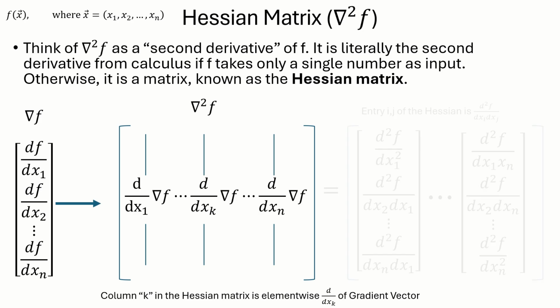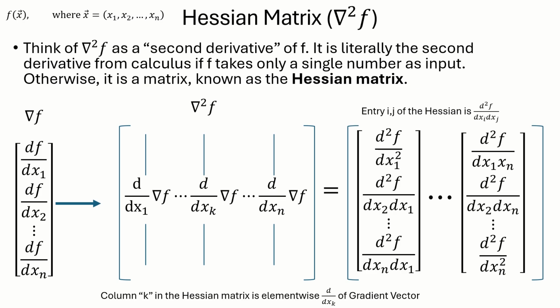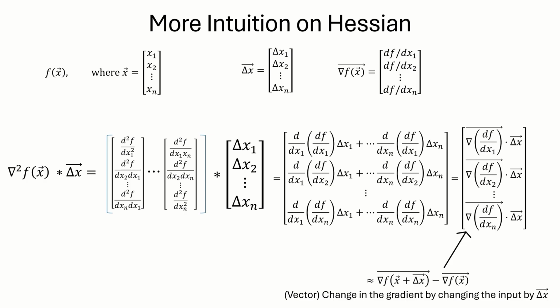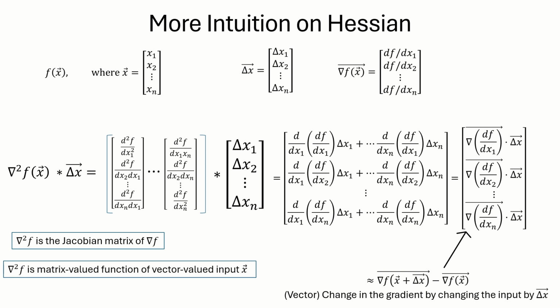In other words, the entry ij in this matrix is the derivative with respect to xi and then with respect to xj. As an additional fact about the Hessian matrix, if you have a little vector delta x and left multiply it by the Hessian matrix, what you get is approximately the vector change in the gradient vector of the function by taking that little step delta x. This approximation becomes better and better as we make delta x a vector of smaller and smaller magnitude. The Hessian is the Jacobian matrix of the vector-valued function defined by the gradient of our scalar function f. Once again, the Hessian is a matrix-valued function of vector-valued input.